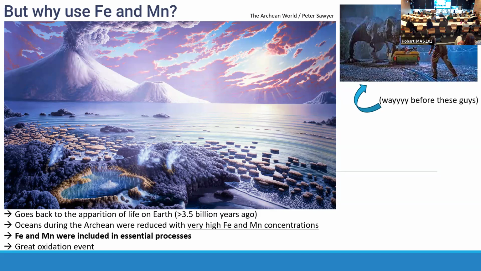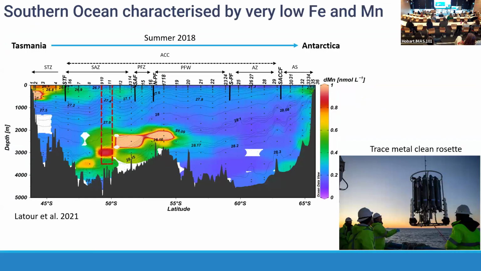And so we went from a system that was super high in metal towards an oxygenated world, which had a lot less concentration in metal in the environment. And to illustrate this, here is a result of manganese concentration on a transect from one of my PhD papers.